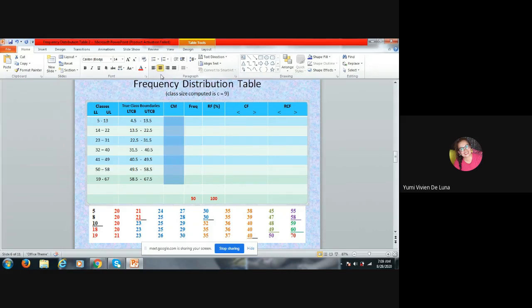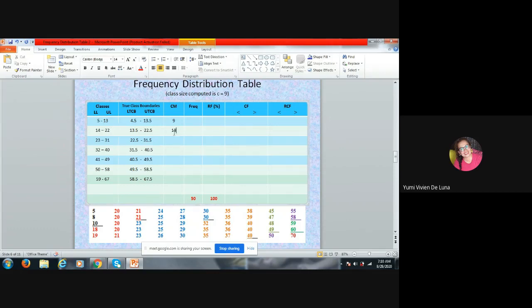Okay? So let's compute the first class mark. Dito tayo sa first class. Okay? So lower limit plus upper limit divided by 2. So 5 plus 13 is 18 divided by 2. That will give us 9. So that's the first value of your class mark. Next naman, 14 plus 22 is 36 divided by 2 is 18.